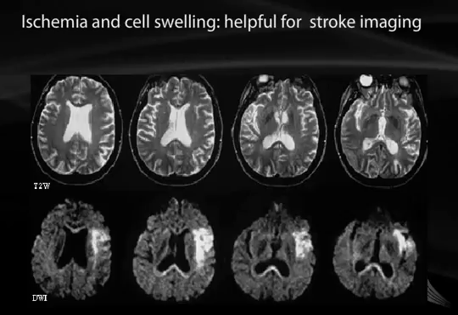Diffusion-weighted imaging, as shown here, is one way of assessing how well water molecules diffuse in a particular area of the brain. In this particular sequence, areas that are white refer to areas where water movement is inhibited and therefore cells are swollen, and this has proven to be a very sensitive indicator of cerebral ischemia.